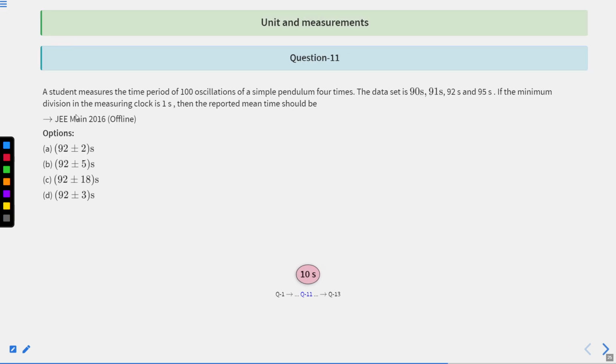11th question. A student measures the time period of 100 oscillations of a simple pendulum 4 times. The data set is 90 second, 91 second, 92 second and 95 second. If the minimum division in the measuring clock is 1 second, then the reported mean time should be, which one is correct? A, B, C and D. Which option is correct? You have 10 seconds to solve this question. After that we will provide the solution.